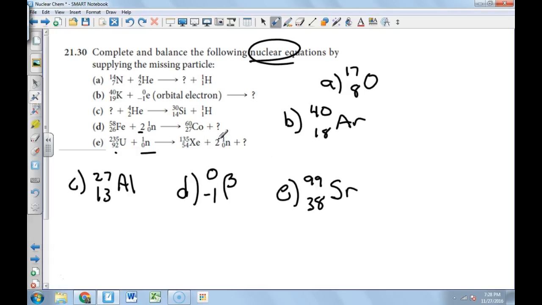Now the funny thing is those 2 neutrons can then create 2 more reactions with uranium, which only needs 1 neutron, which you can create. And so that is actually an interesting chain reaction that happens in nuclear chemistry. But enough of that here.